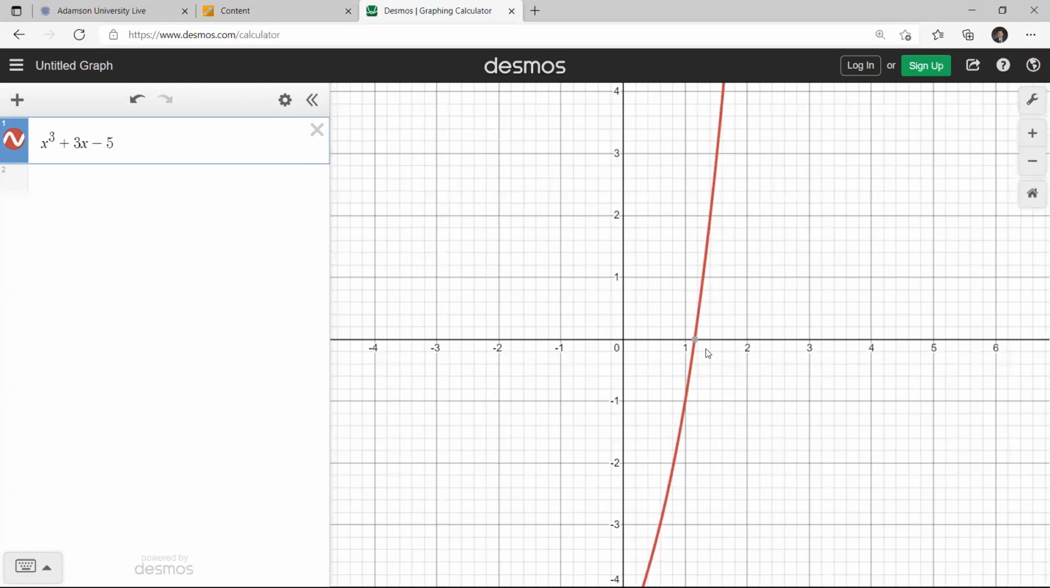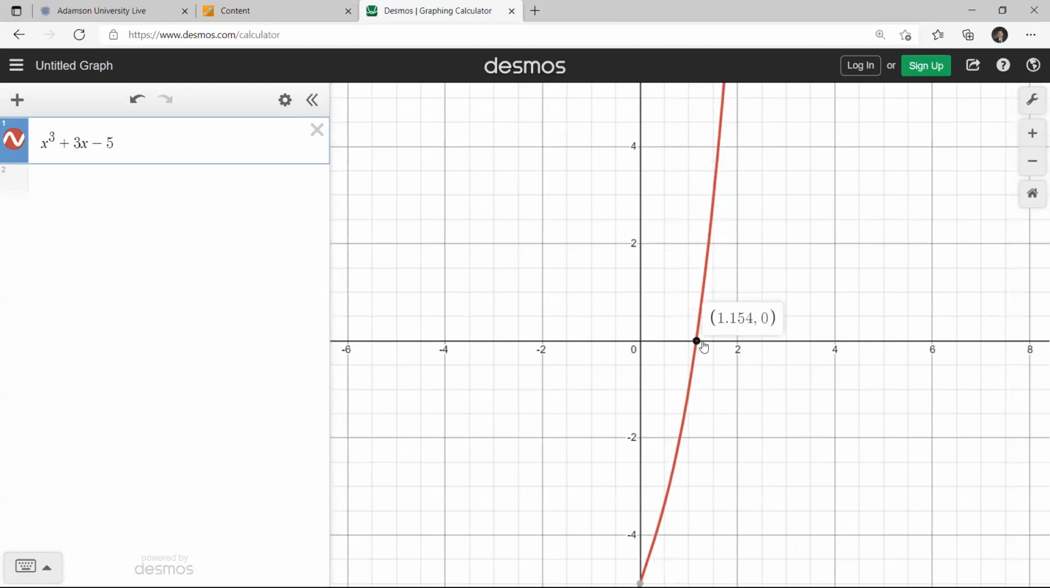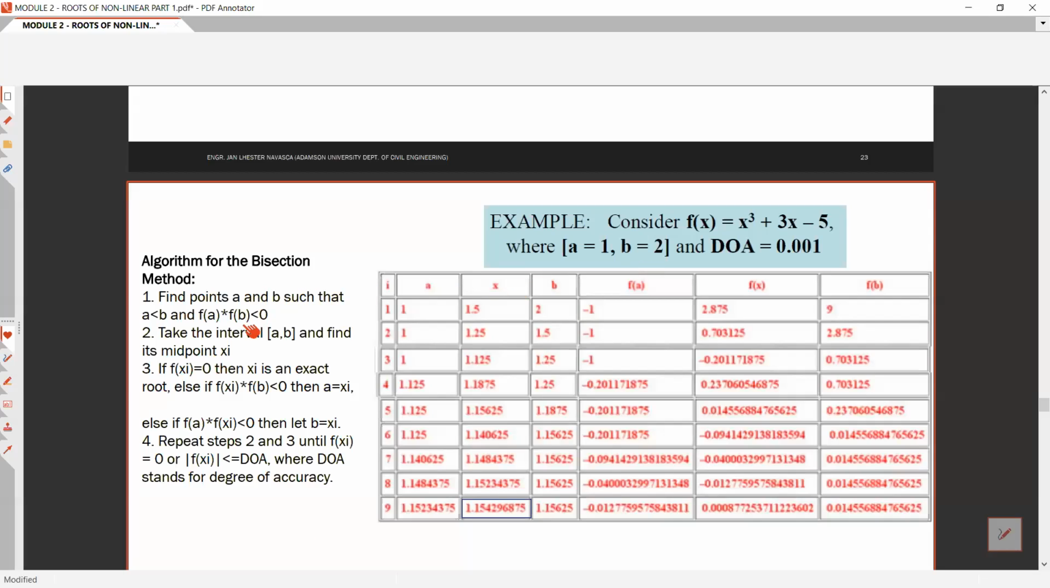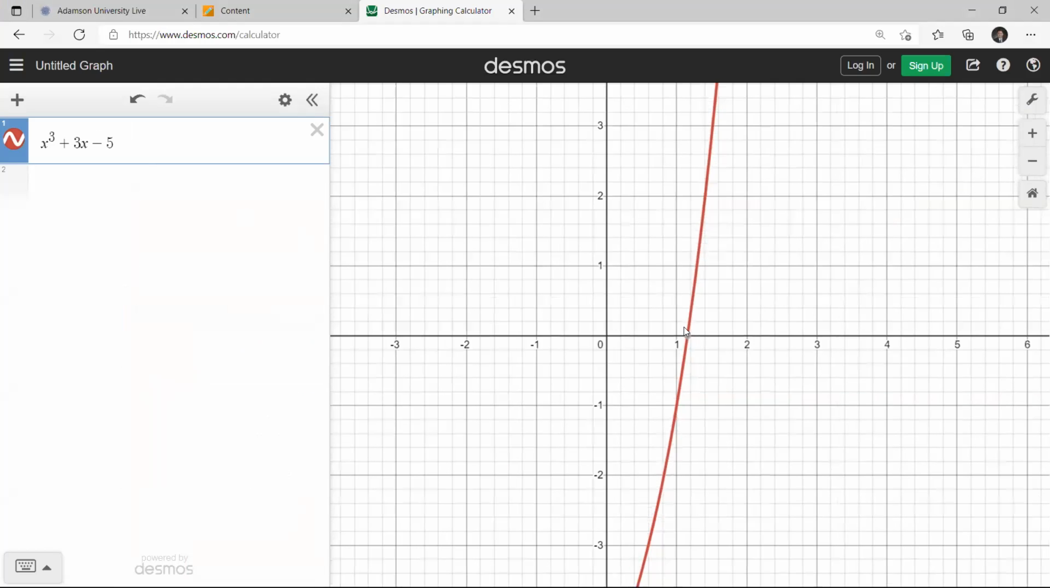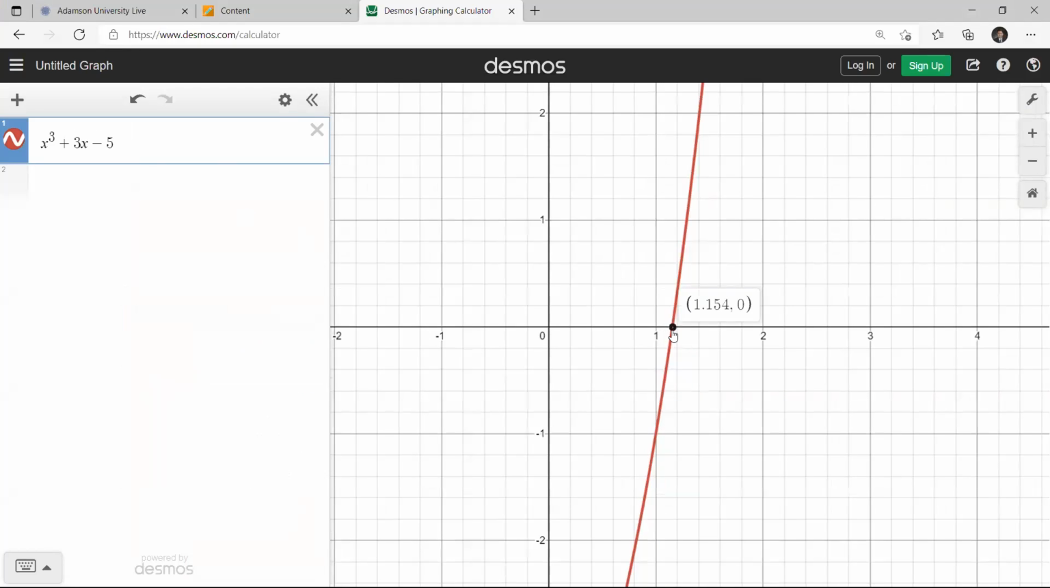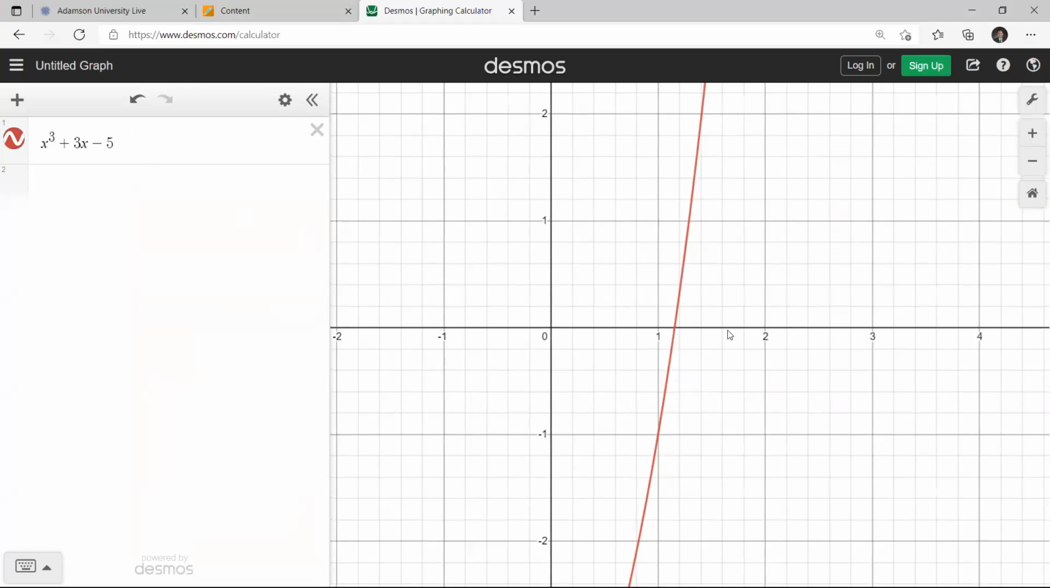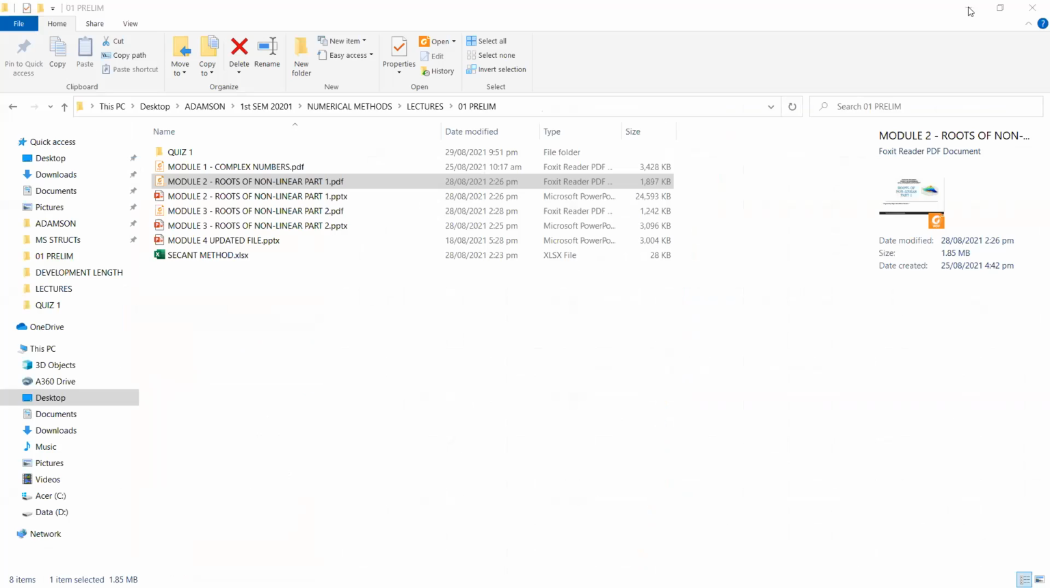Yes. We see that our root is 1.154. So we can guess that the root is between 1 and 2, for x cubed plus 3x minus 5. That is correct, the root is between 1 and 2. Let's try how to use the bisection method.